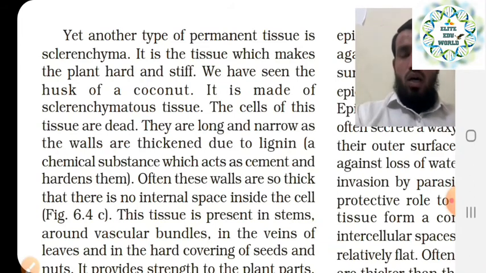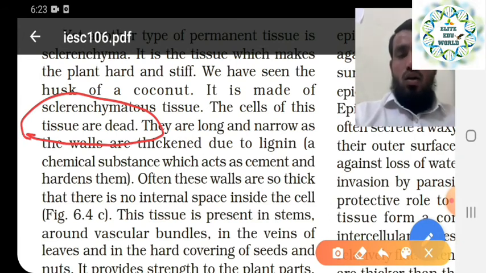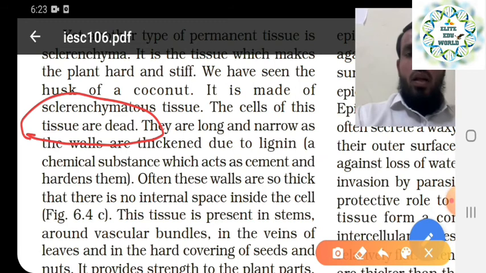As everybody knows, the husk of the coconut is very hard and strong. It provides protection, and it is made up of sclerenchyma tissue, and the cells of these tissues are dead. Mostly the cells of these tissues are dead, so keep this in mind. It provides strength to the plant. The coconut husk is very hard, so the tissues are dead, and they are long and narrow as the walls are very thick. Because of the thick cell wall, it is very hard, and thickened due to the lignin.